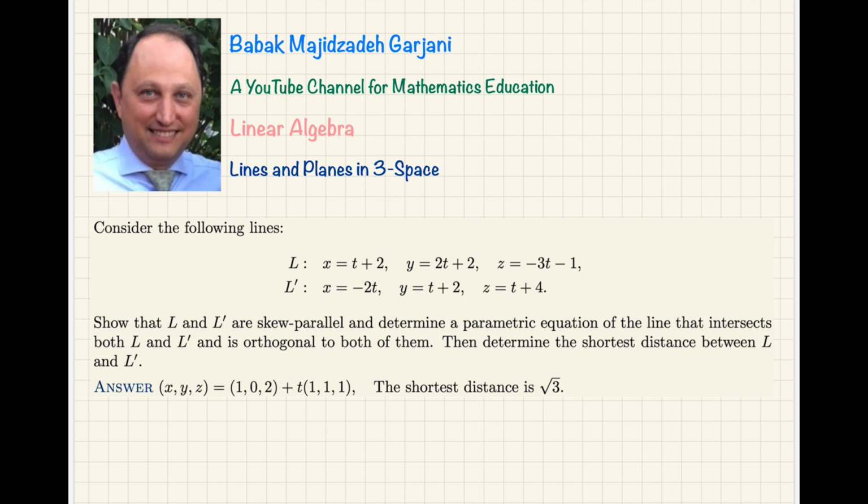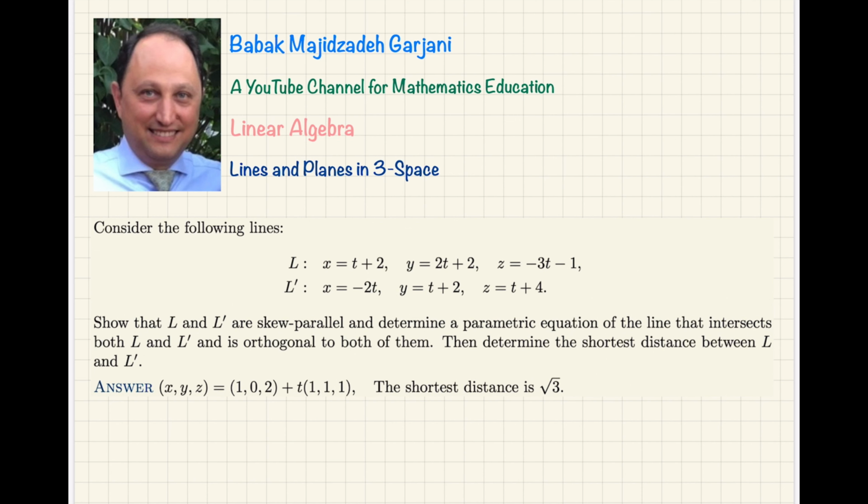But it might happen that the lines are askew parallel. It means that they don't intersect, but they don't lie on the same plane. And finally, it might happen that the lines are intersecting. So there is only one single point which lies on these 2 lines simultaneously.